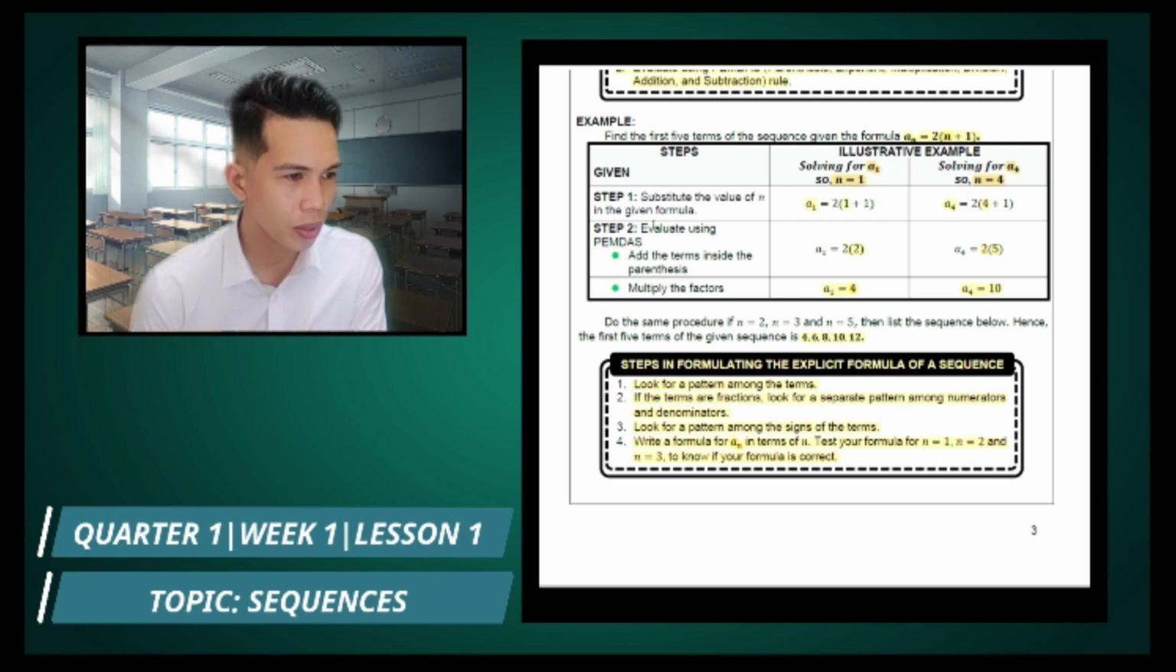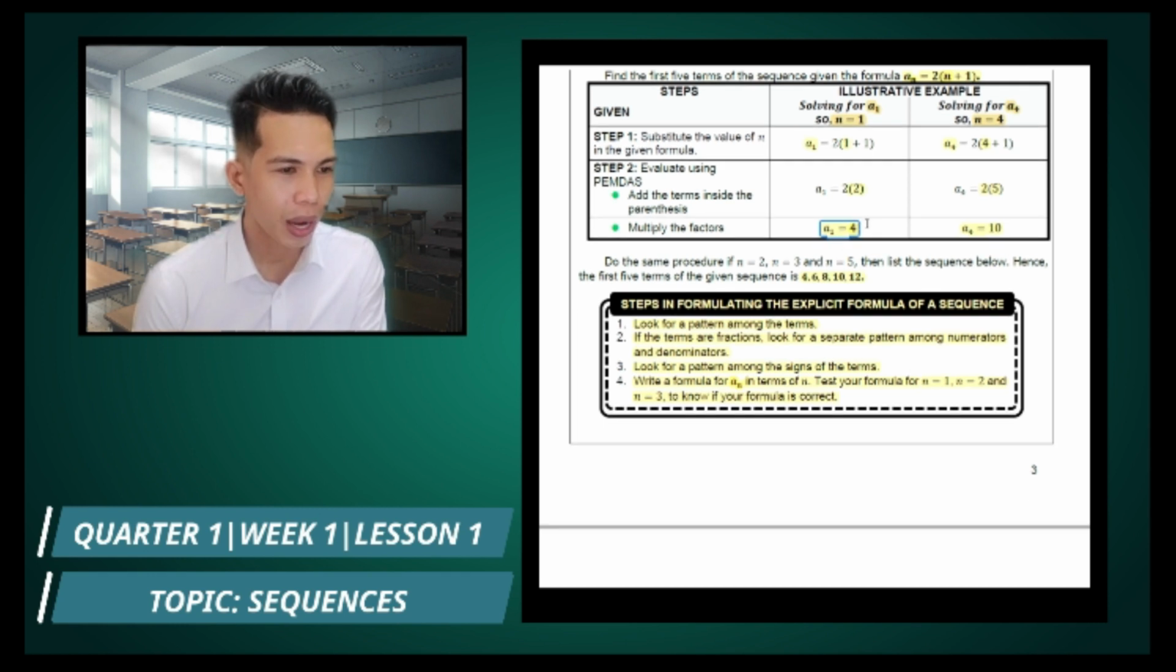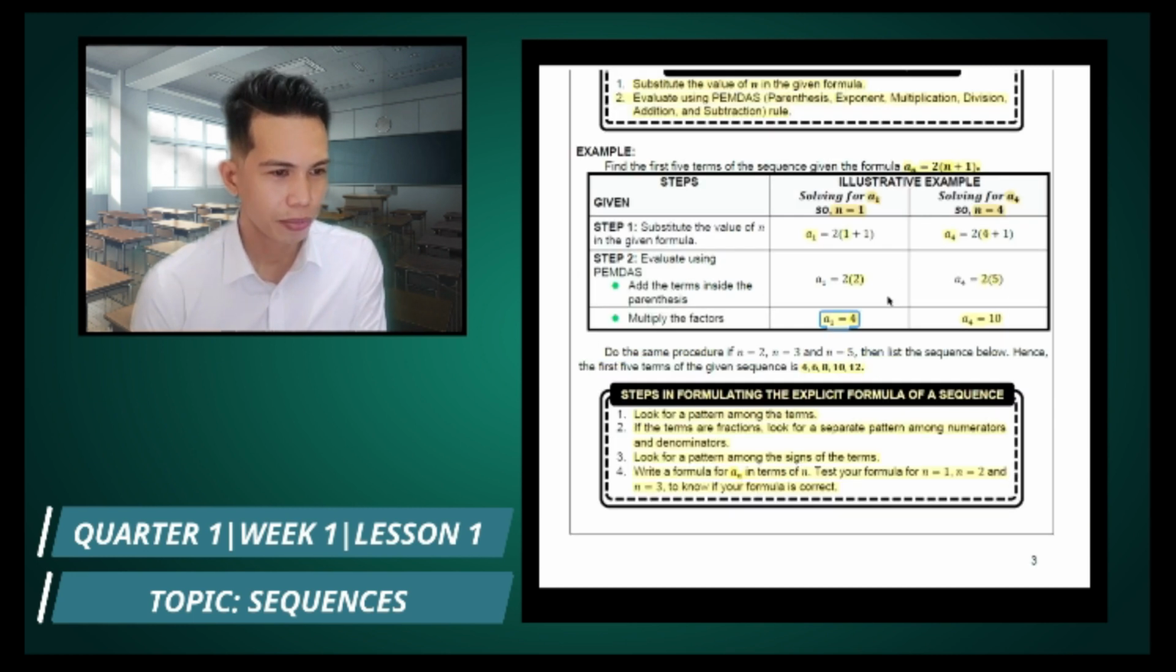And then step 2, evaluate using PEMDAS. So we will begin with whatever is inside the parentheses. So 1 plus 1 is 2. Then multiply 2 times 2, we will have 4. Now we have a sub 1 equal to 4. This means it is our first term.